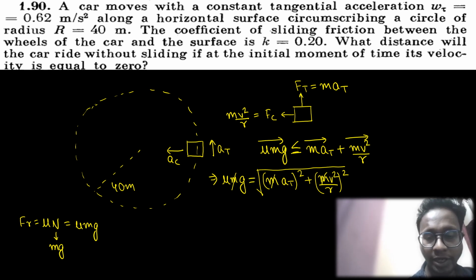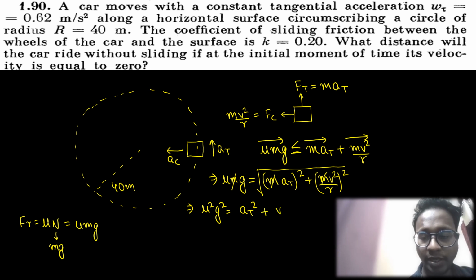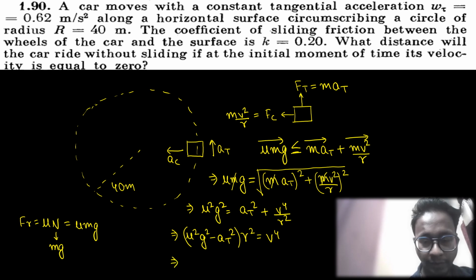Okay, squaring both sides, I get mu squared g square is equal to at square plus v to the power 4 divided by r square. Okay, if I send at square to the left hand side, mu square g square minus at square into r square is equal to v to the power 4. Okay, so when velocity, or mu square g square minus at square, let's leave it like this only.